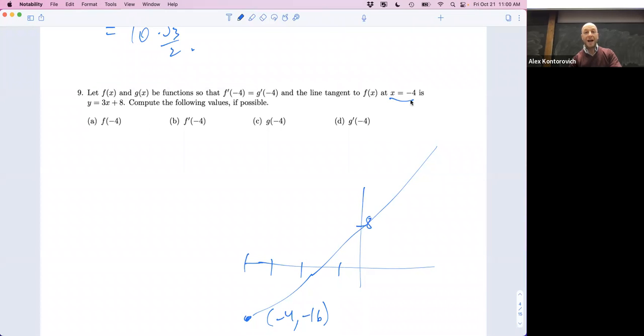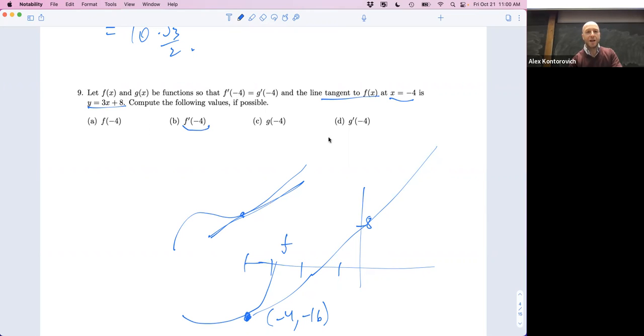That's the tangent line to f at this point. So whatever y is doing, it matches this value. In other words, f of -4, I already know. This is the graph of f. All I know about g is that it has the same derivative. So g could be somewhere else, could be doing something completely unrelated, but it has the same slope at that point.